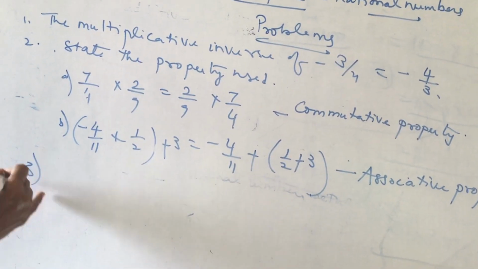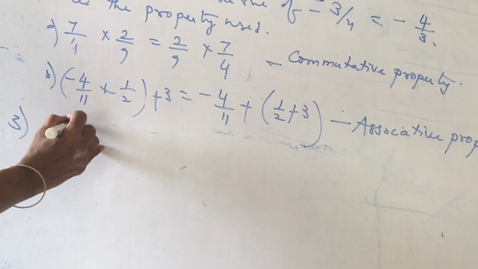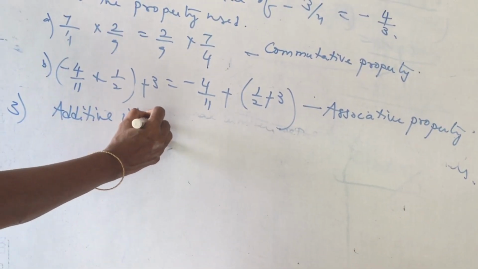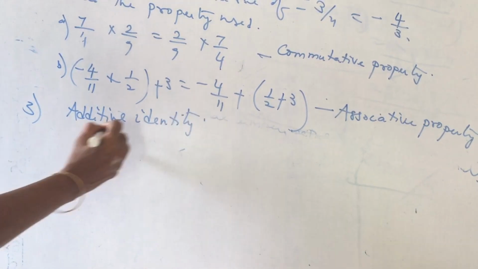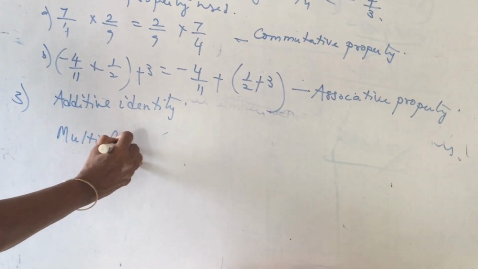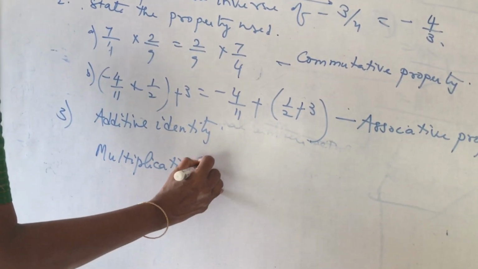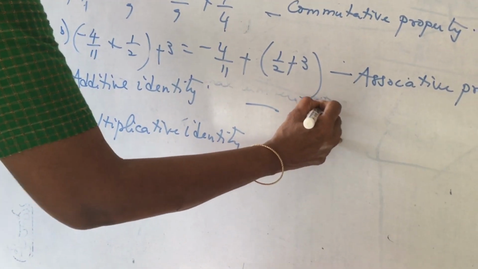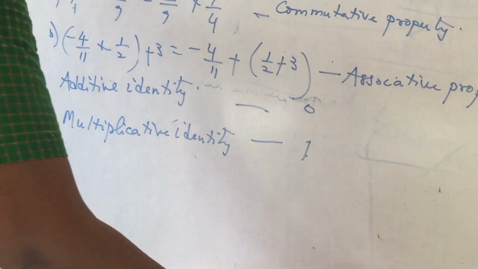Which is the additive identity for rational numbers? Additive identity, multiplicative identity. Can you guess? 0 and it is 1.